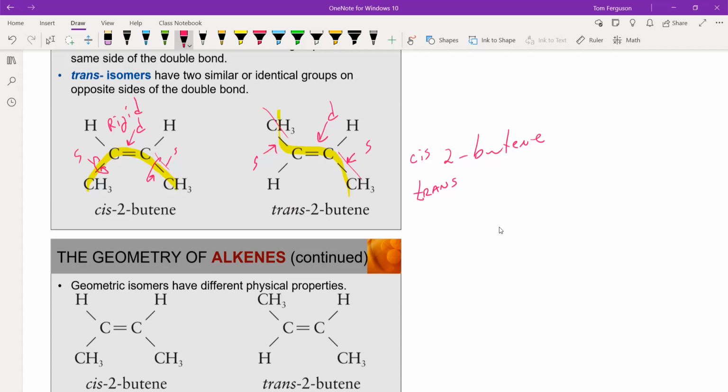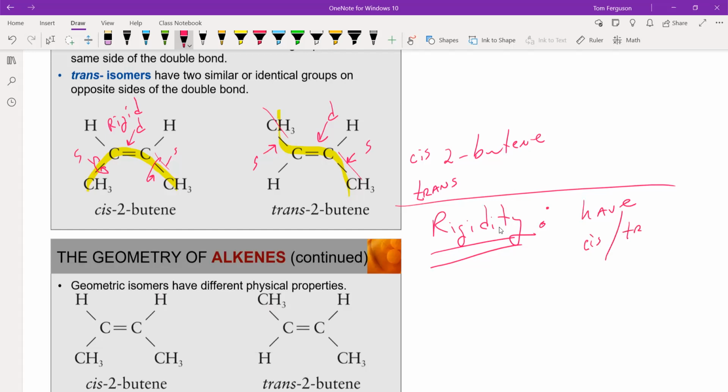Okay, so whenever, this is a red flag, okay? When you have rigidity, you have cis trans isomers.